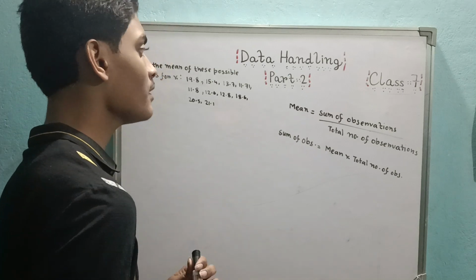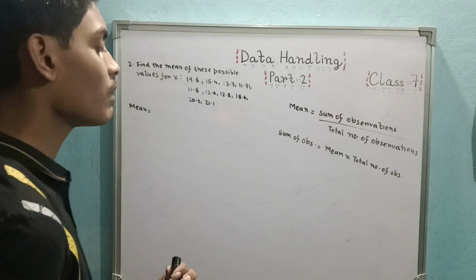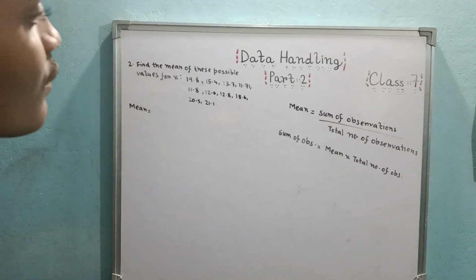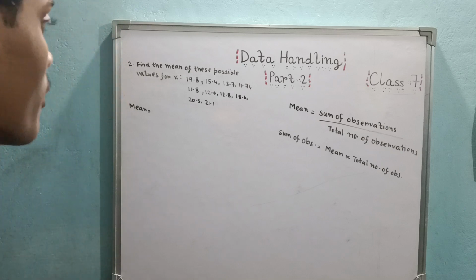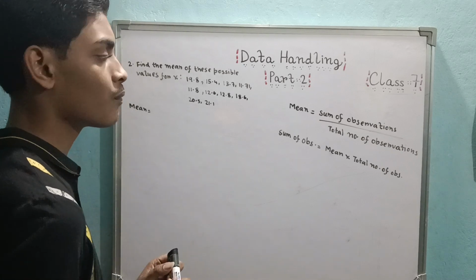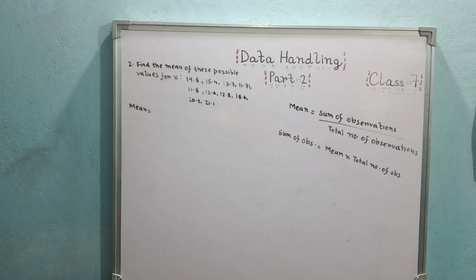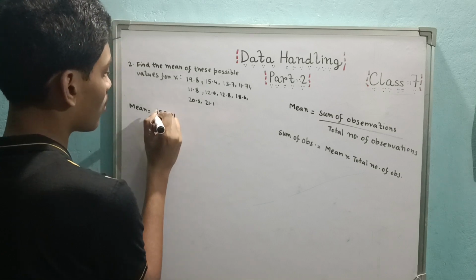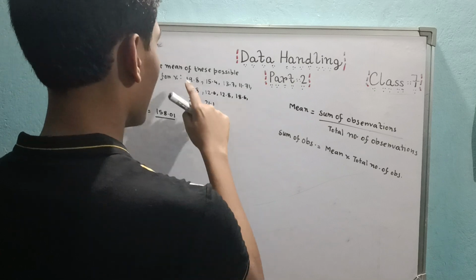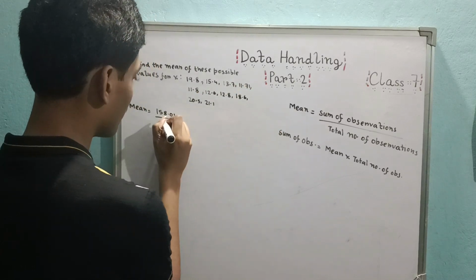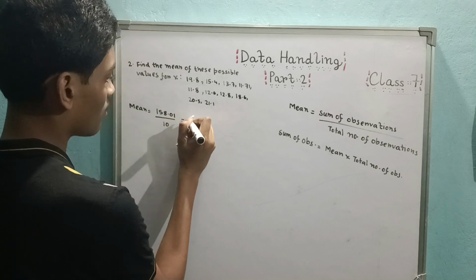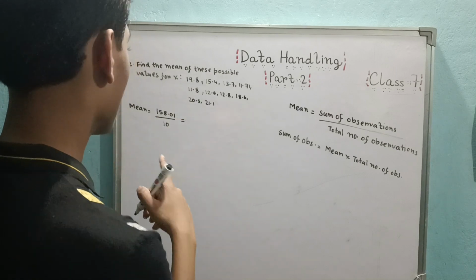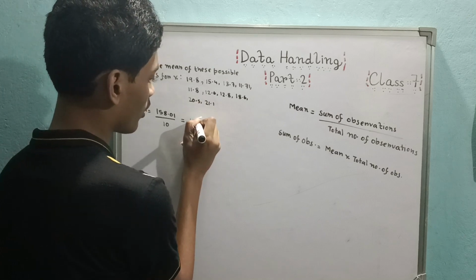85.01 plus 12.8, 97.81 plus 18.6, 116.41 plus 20.5, 136.91 plus 21.1, 158.01, divided by how many observations? 1, 2, 3, 4, 5, 6, 7, 8, 9, 10. So it's going to be 158.01. You know how that works, right?